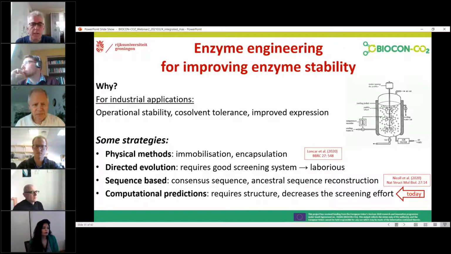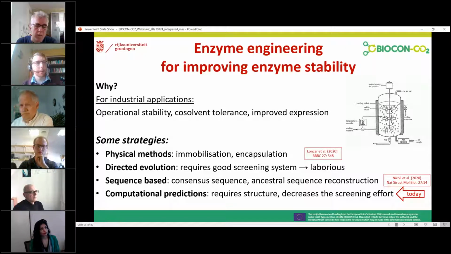So based on enzyme structures, it has become possible to do at least reasonable predictions on what you should do to improve a protein stability, enzyme stability. This is only feasible since, let's say, about 10 years or so, but year by year, these approaches improve in quality and are nowadays, I would say, the preferred way to go to engineer a stable enzyme.